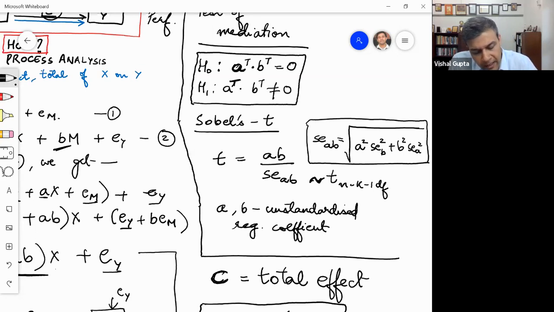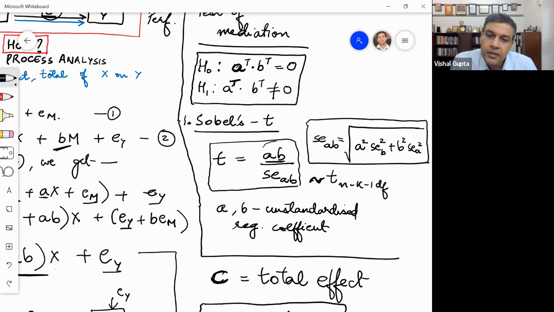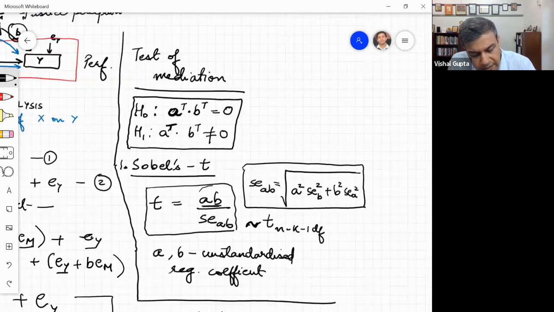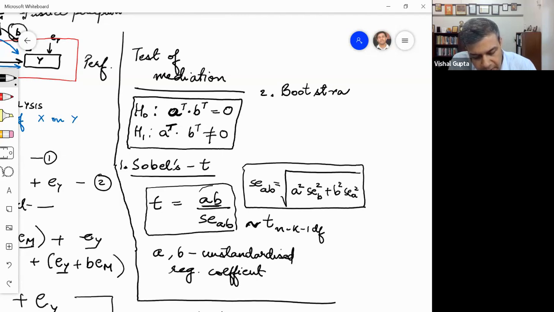Okay, but there are criticisms of Sobel's t-test, because simulation studies, Monte Carlo studies, have shown that this test assumes the product A into B follows a normal distribution, which has been found to be violated. That does not hold good. So the second way, which we will also see when we do our analysis, is what we call bootstrapping.